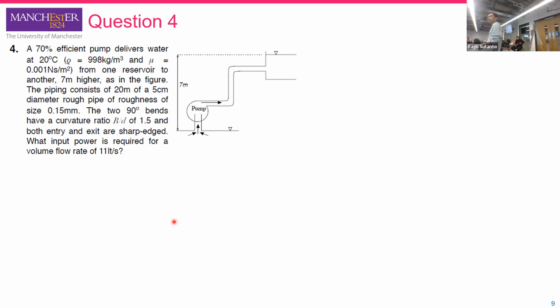And the minor losses come from 2 bends with R over D of 1.5. So not only the major losses because of the pipeline, but we also need to calculate the minor losses due to the 2 bends, the first bend and the second bend, plus the entrance. So the minor losses in this system come from the entrance, 2 bends, and exit.